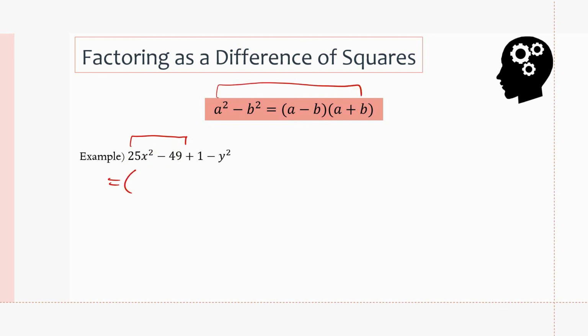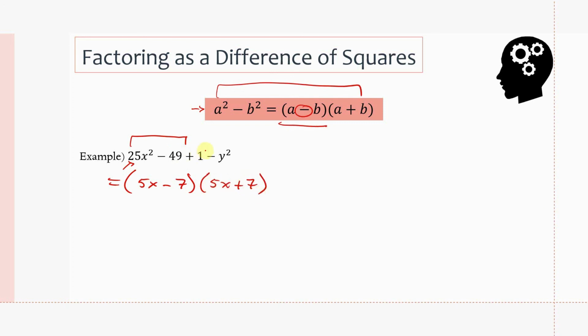We can say, let's say this is our a value, like up here. The square root of 25x squared is 5x. The square root of 49 is 7, right? And the first bracket has a minus sign. The second bracket has a positive sign, right?